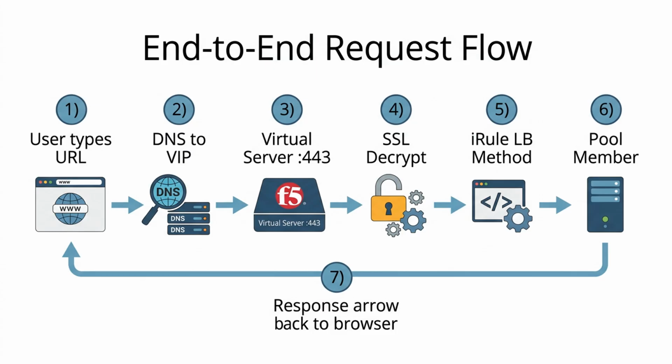Step 4. F5 applies the SSL profile and decrypts the request. Step 5. F5 checks iRules or policies and picks a load balancing method. Step 6. F5 forwards the request to a healthy pool member. Step 7. The server responds. F5 sends it back to the user. And all of this happens in milliseconds.